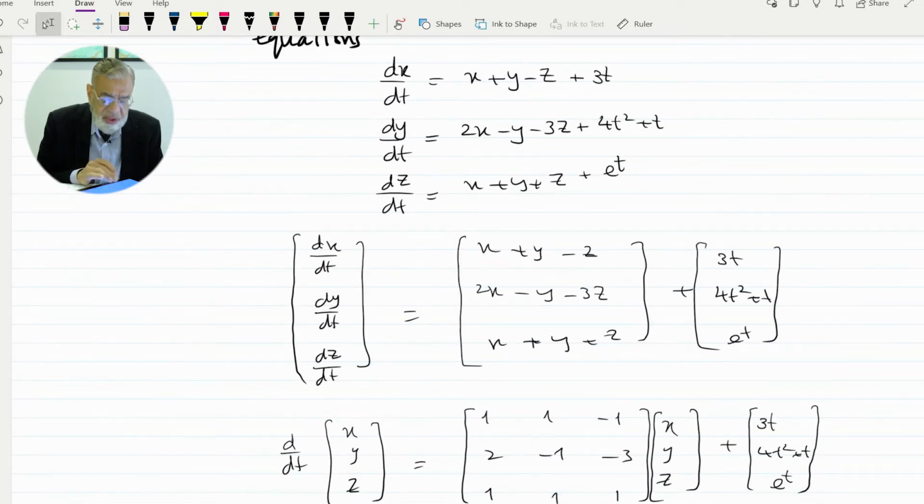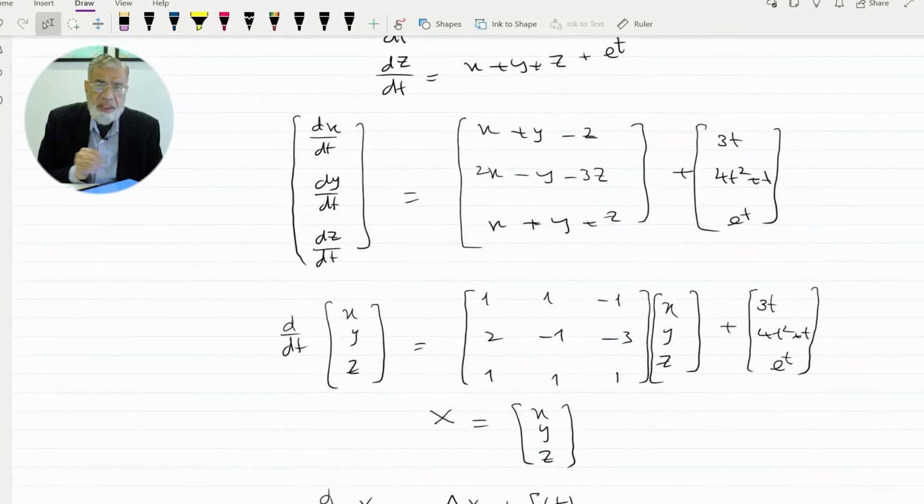One is the matrix dx by dt, dy by dt, dz by dt, and the other is our equation parts, which are not containing the function of t. So we get x plus y minus z, 2x minus y minus 3z, and x plus y plus z. And I have here the last column matrix, which is our 3t, 4t square plus t and e to power t. Further we take this d by dt out, and then we write this equation in matrix form: the multiplication of the coefficients and the solution vector. We get 1, 1, minus 1, 2, minus 1, minus 3, 1, 1, 1, and then we have x, y and z. So plus we have the column matrix.